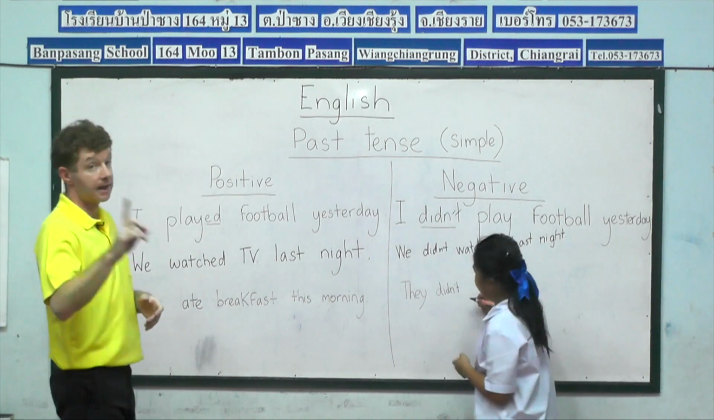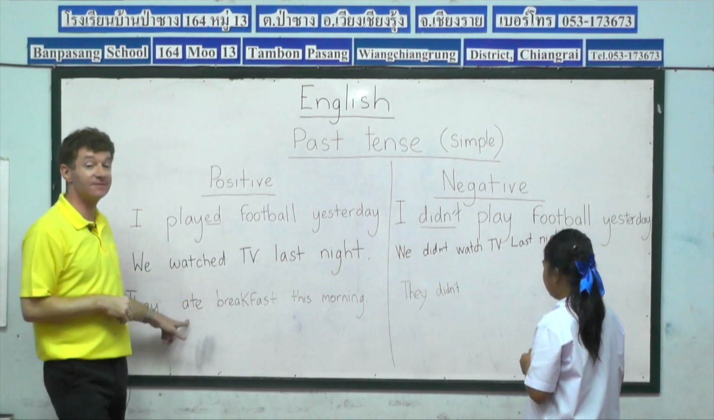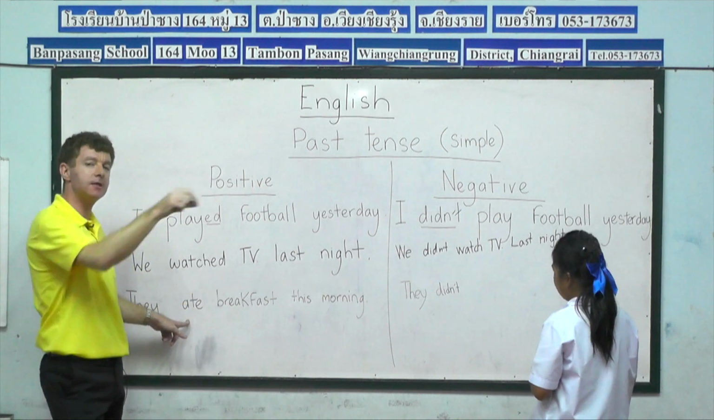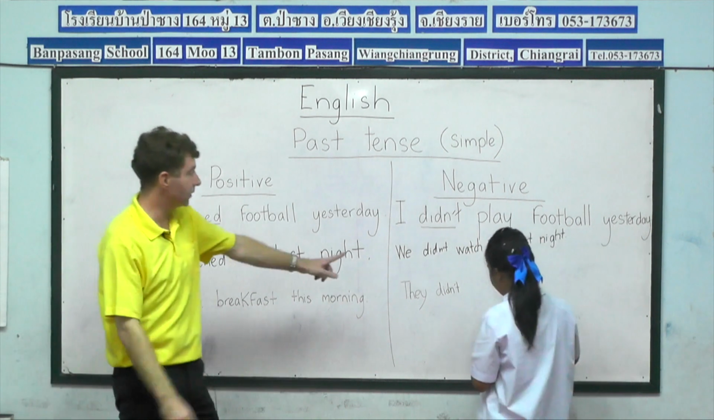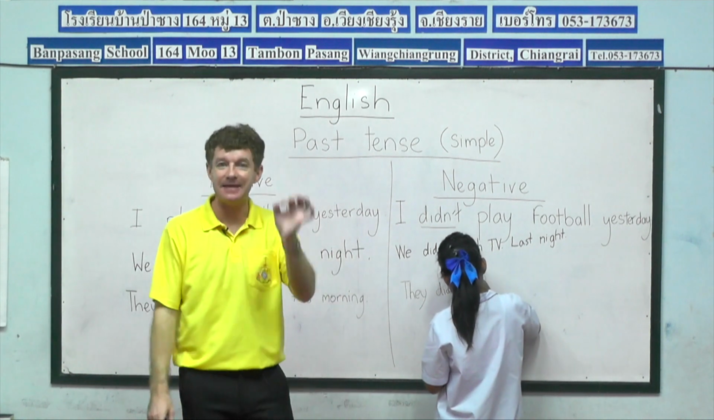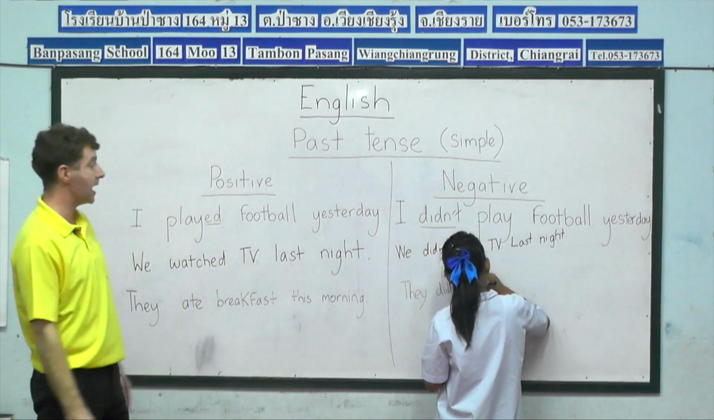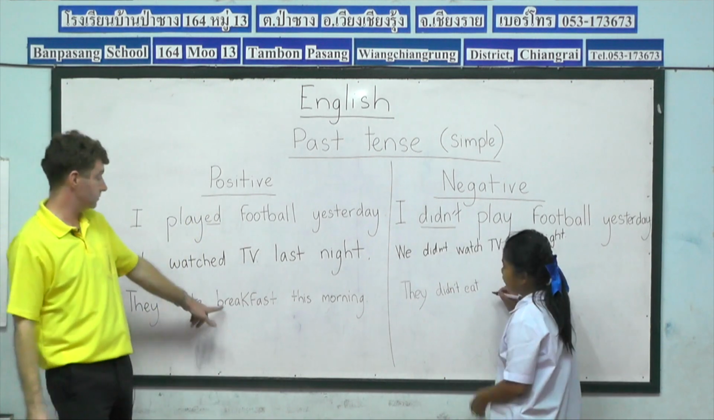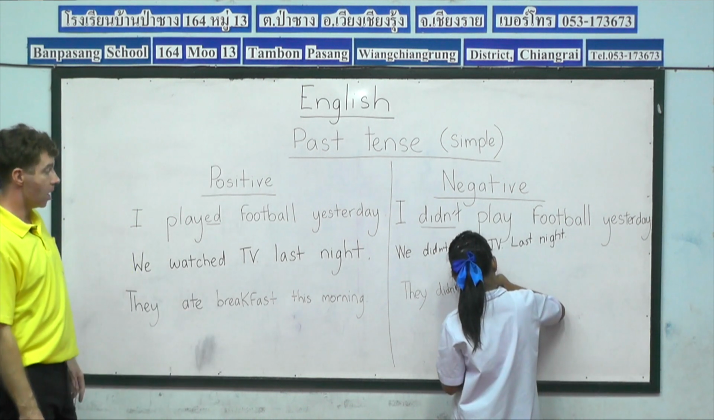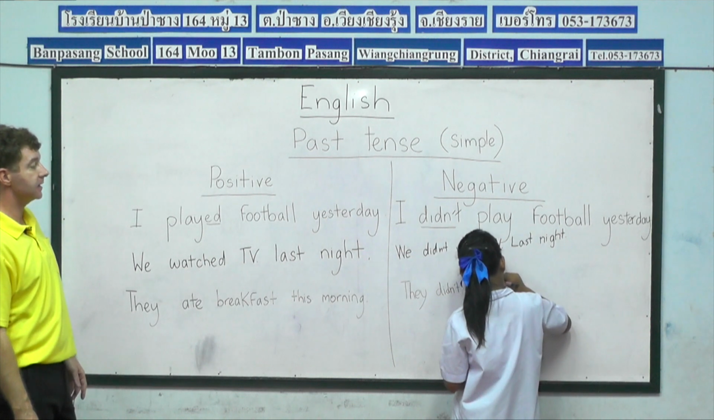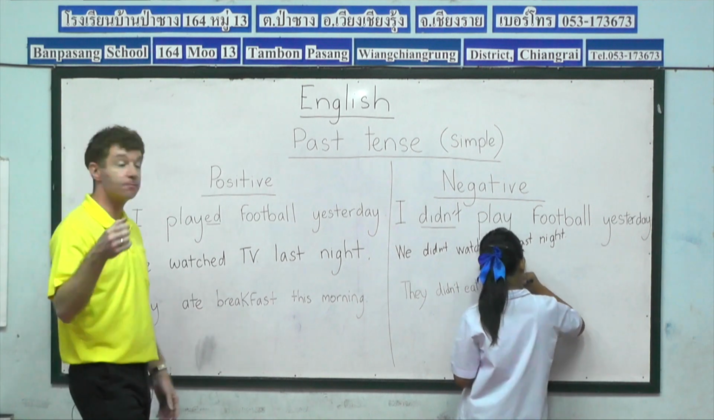D-I-D-N-'T. Now, we have to be careful because ate is an irregular verb in the past tense. But what do we say for the regular verb? Eat. Eat, yes. So in the negative, they didn't eat, because we use the regular verb form. E-A-T. And then, what didn't they eat? Breakfast. B-R-E-A-K. Excellent. Breakfast.